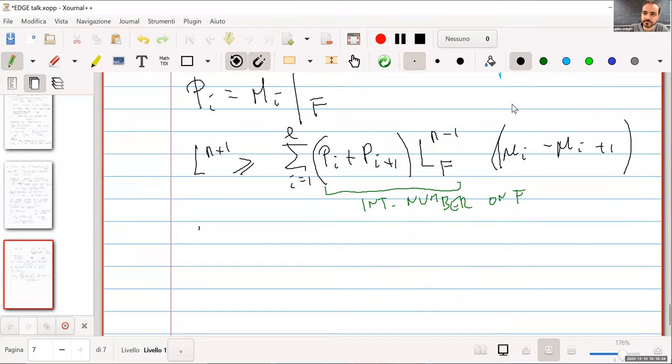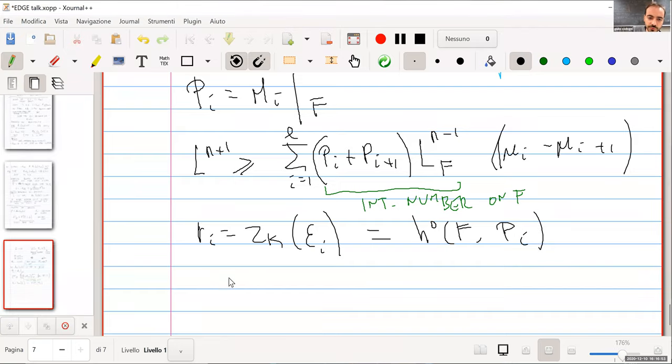Let me call this number star. No, I don't want to put the... I will not give it a name, sorry. It's an intersection number on F. Now, let me call Ri the rank of this Ei. So that's the H0 of the fiber with coefficient in Pi.